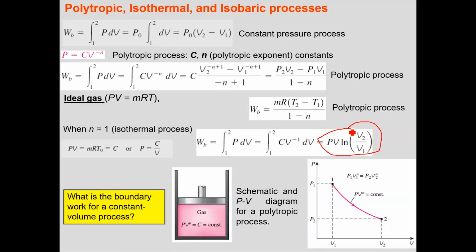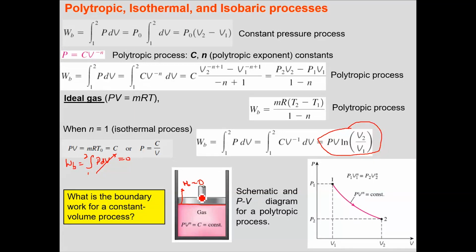Zero. Very good. So you know that boundary work W is the integral from 1 to 2 of PdV. In a case where dV is equal to 0, your boundary work is essentially equal to 0. And you can visualize this: if your volume is constant, the moving boundary is essentially not moving. That means if the boundary is not moving, the work associated with the boundary is also zero, again for a constant volume process.